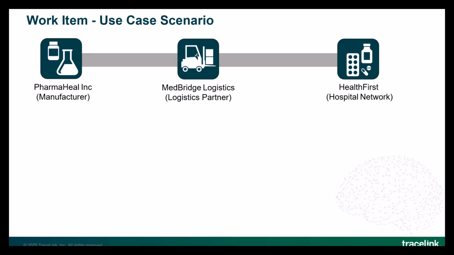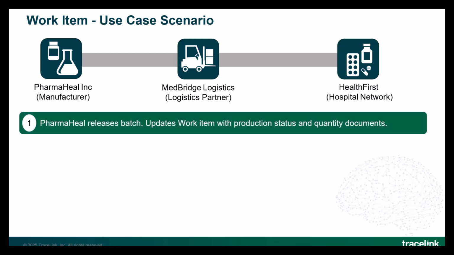Let's consider a scenario which helps us to get a better understanding of a work item and how it is helpful for a time-sensitive task ensuring the supply of a life-saving medication to a hospital network. PharmaHeal Inc., the owner, is a pharmaceutical manufacturer responsible for manufacturing, quality control, and packaging of the medication. MedBridge Logistics, the partner, is a logistics partner. Health First Hospital Network, the partner, requires the medication on site within 10 days to prepare for a scheduled patient treatment program. When PharmaHeal releases the batch, a work item is created in POET.